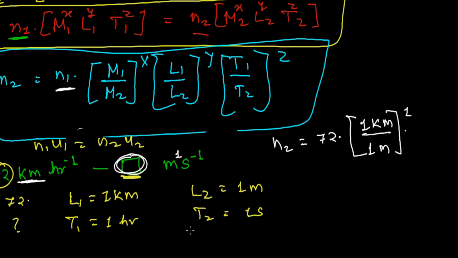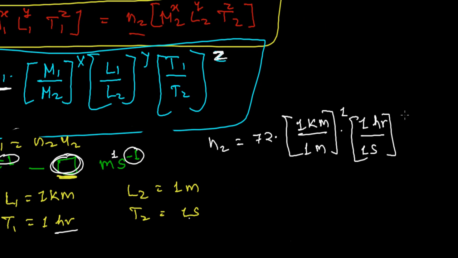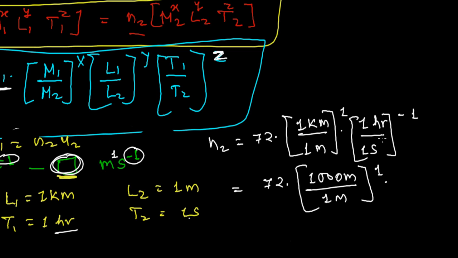Similarly, now let's talk about time. Time in the first unit is measured in 1 hour, and in the second unit, time is measured in 1 second. The power is z, but here the power is -1. Now we need to cancel the terms inside the bracket. 1 kilometer is 1000 meter, over 1 meter to the power 1. Similarly, 1 hour has 60 minutes, and each minute contains 60 seconds, so 3600 second, over 1 second, with the power -1.